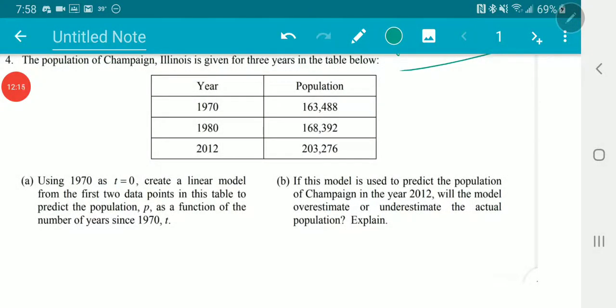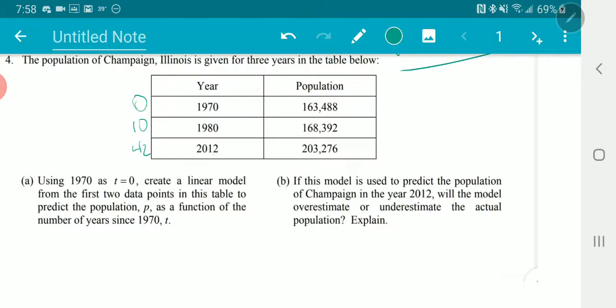Number 4 says the population of Champaign, Illinois is given for 3 years in the table below, using 1970 as t equals 0. So basically, they don't want you to think of this as 1970. This is my starting point. This is my 0 right here. Okay, that would end up making this 10, and that would end up making 2012. Well, what would that be? 30 years to 2000, 12 more years. That would be 42, really.